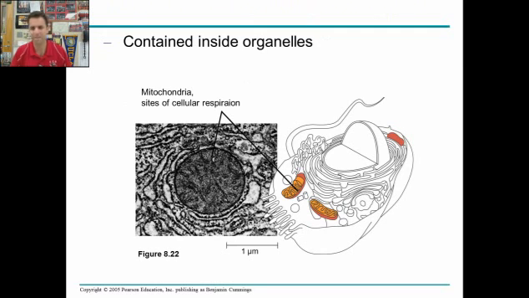An example of where they might be kept is inside the mitochondria, for example, or inside a lysosome, or inside the Golgi, all these various organelles that you will learn in Chapter 6.